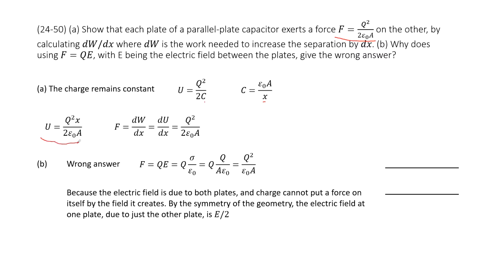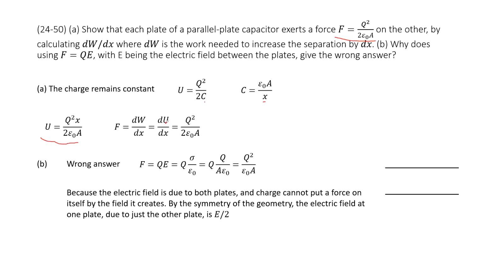We get this function. It tells us the force can be found by calculating dW with dx. So the force is dW with dx. This is the differential of the work with x, about the distance. And then we can write it as the differential of the electric energy with dx. Do you agree? Yes, because of the work-energy principle, right? So work can be replaced by the energy.